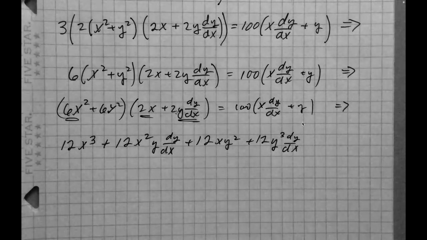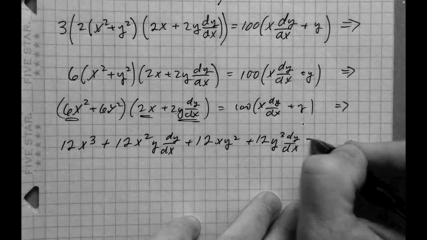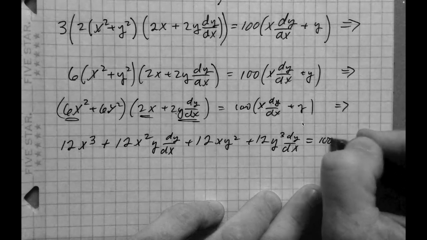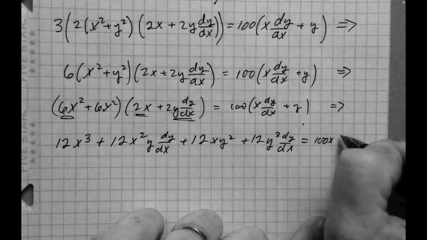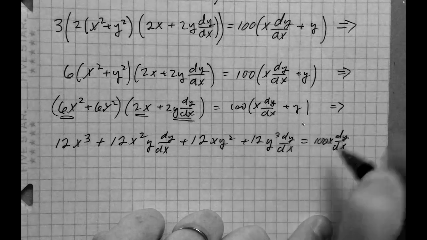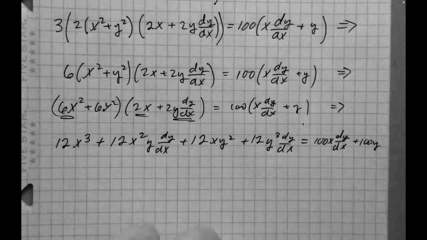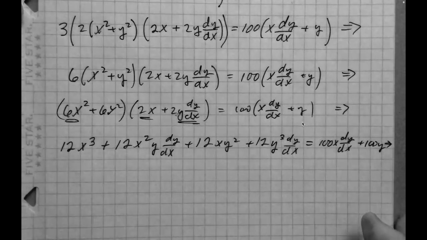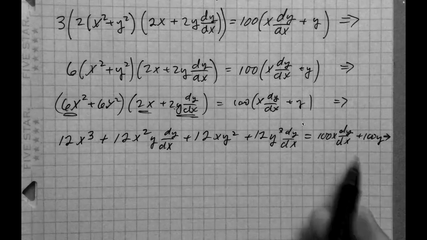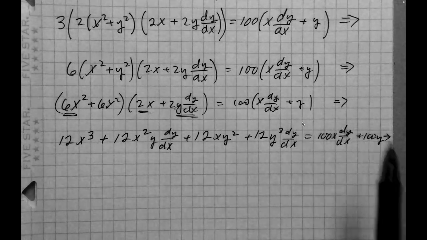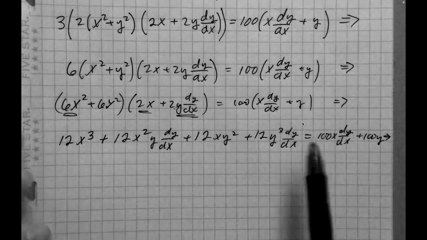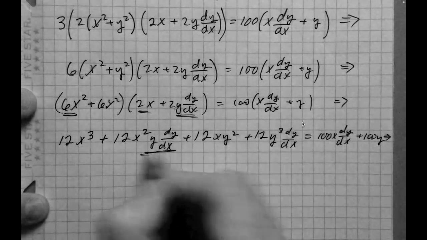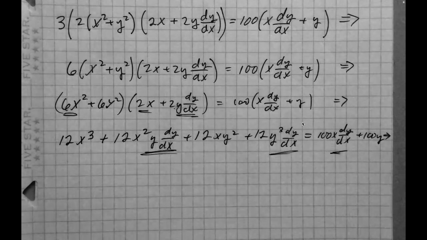Perfect. And then on the other side, what do we have? We've got basically 100x dy dx plus 100y. All right, so it's definitely going to fill the page here. And so the key thing, what we're really trying to do, is get all the dy dx's together. So let's do that. You basically got this term here, and that term there. Let's get those all on one side.